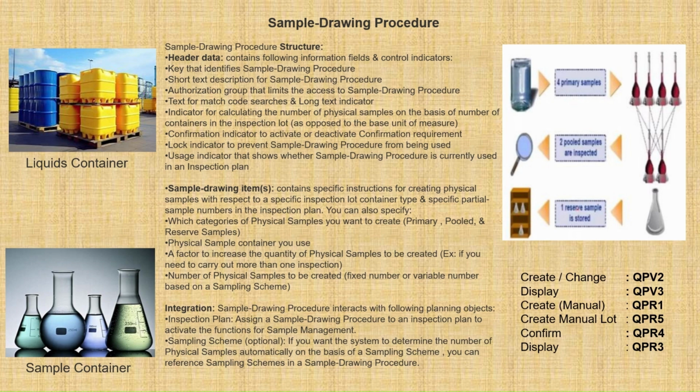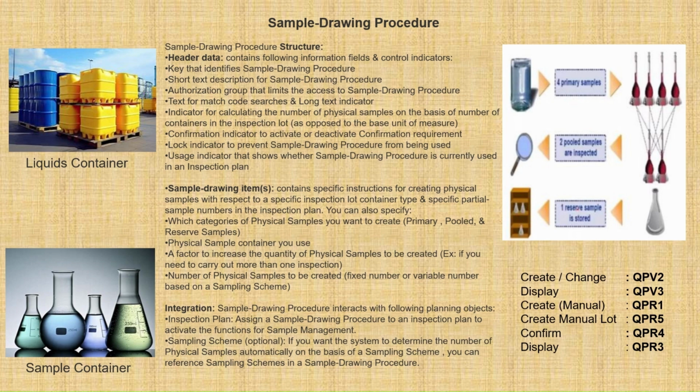In a test tube, suppose you have taken it out and now you are doing the inspection on it. When you take out the sample from the original container in which the material is coming from the vendor when I am buying it, the sample which is taken out from the original container is the primary sample. The second sample type is the pooled sample, where multiple primary samples are mixed together.